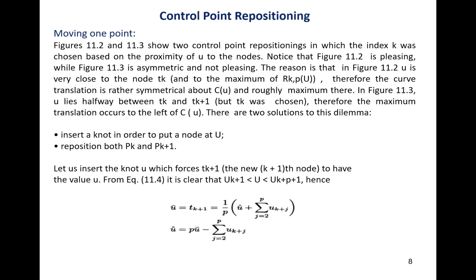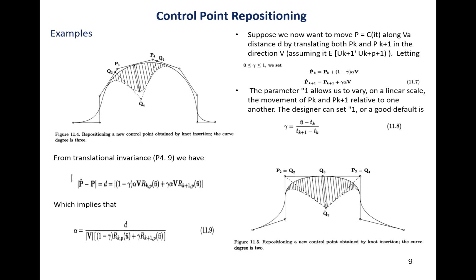There are two solutions to this dilemma: inserting a knot in order to put a node at u, or repositioning both Pk and Pk plus 1. So let's try inserting a knot u in between the nodes to have the value of u. The below equation shows clearly where u lies between the given limits, hence the formula shows the necessary equation.